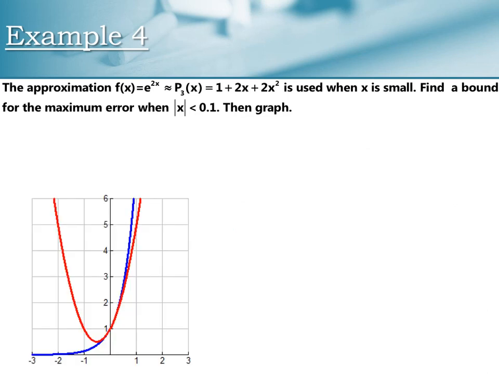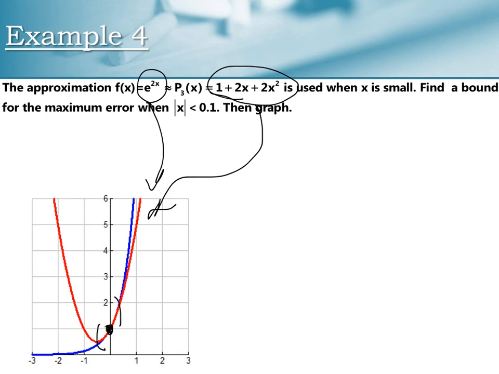What you're going to see in this slide is I'm comparing this degree 2 Taylor polynomial, the parabola, to e to the 2x. And you can see that at the center they intersect. And then they start to kind of veer off from each other. And so I'm working in this interval between negative 0.1 and positive 0.1. And I just basically wanted to see what's the furthest apart the red curve and the blue curve can be on the interval where x is between negative 0.1 and positive 0.1. That's what we just estimated.